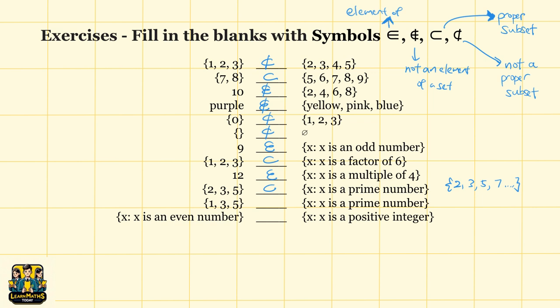Now recall the definition of a prime number. 1 is actually not a prime number. So in this case, we know that the set on the left containing 1, 3, and 5 is not a proper subset of the set X, where X is a prime number.